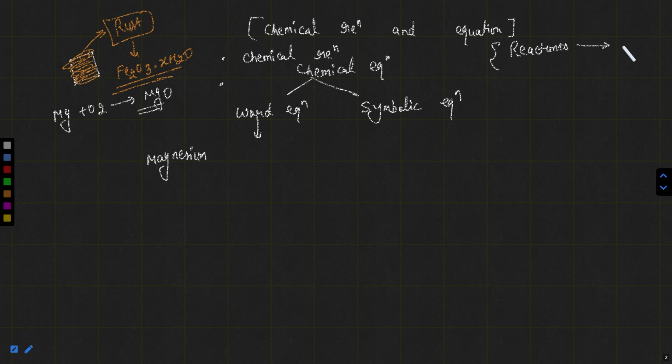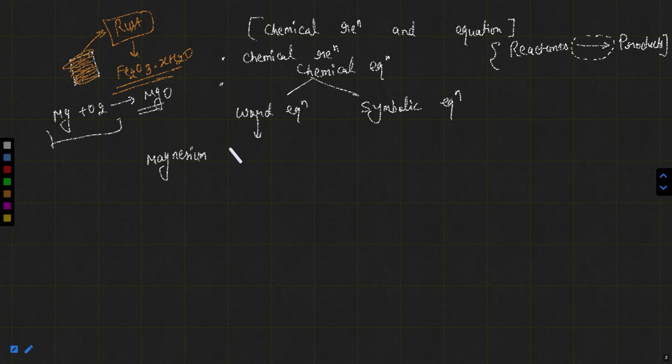Reactants are those substances which undergo a chemical change, react with each other, interact and transform into new substances, and those new substances are known as products. This is the general representation of any chemical reaction: reactants giving products, with an arrow. The head of the arrow represents the formation of products and the tail represents the reactant side. Just by looking at this, you can say that Mg plus O2 are reactants and MgO is the product.